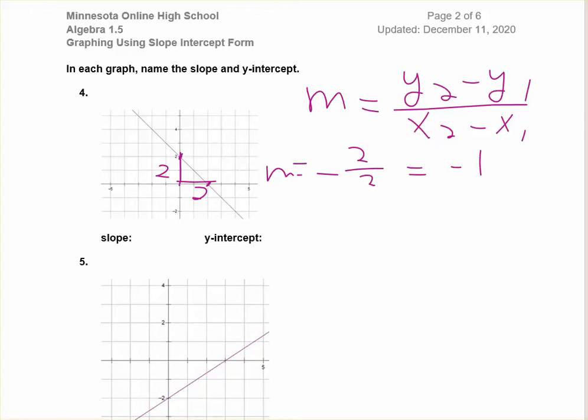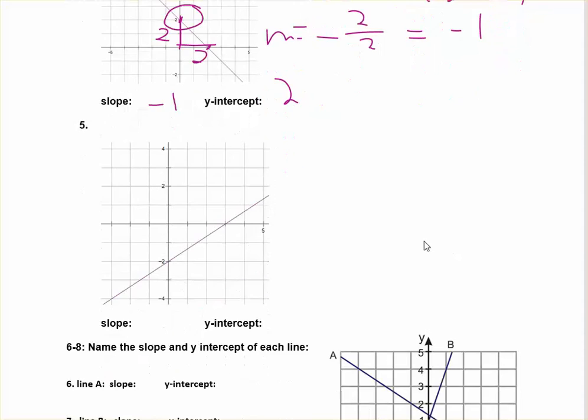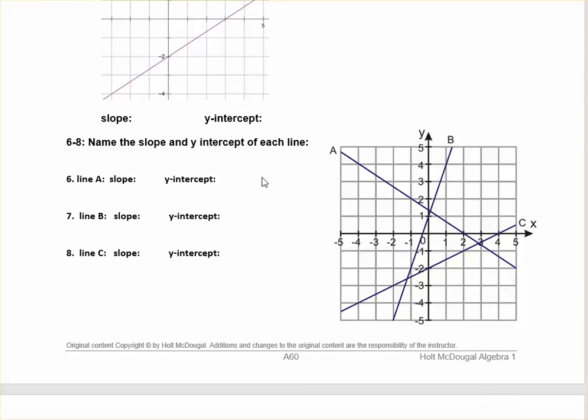And then you put that in for the slope, and you still have to find the y-intercept. The y-intercept is the point at which it crosses the y-axis. So you just have to write on this one that it's 2 because it crosses the y-axis at 2. And then do the same thing for number 5. And you're also going to do the same thing for 6, 7, and 8. Watch the other video to check your answers on this because these are done in the other video.